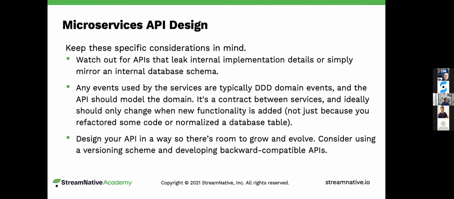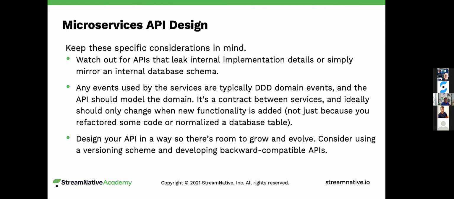Again, events are typically domain events. Think of them as logically the way you would structure events and do detailed domain design back in the day, and you have a logical structure or logical model of the domain, right? It's a contract between the services, and you should only change it when new functionality is needed. So don't willy-nilly change the address type or change the food order type without a very good reason. And design your API in a way so that there's room to grow and evolve.